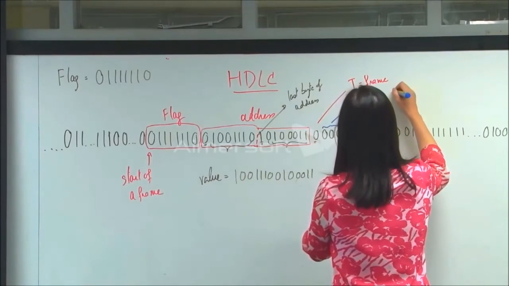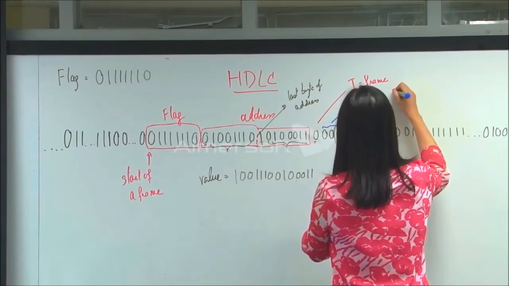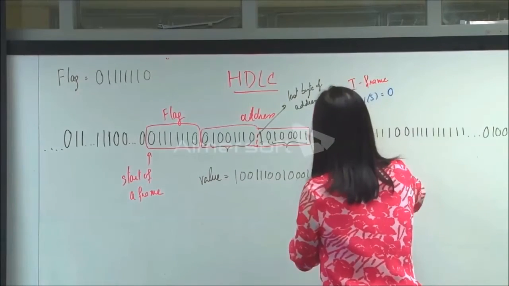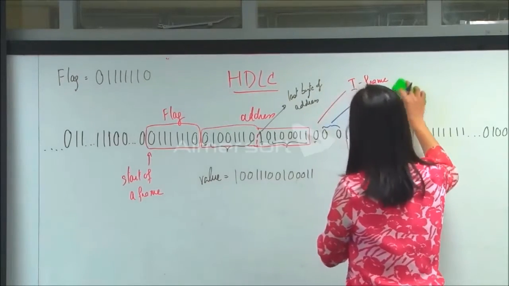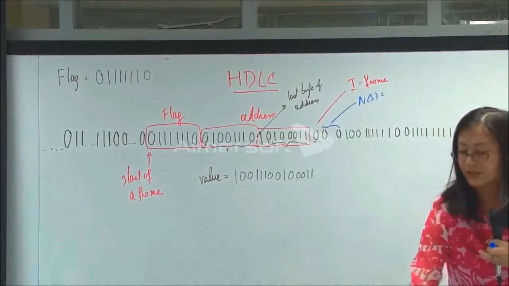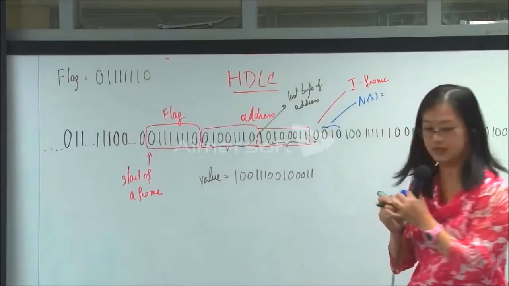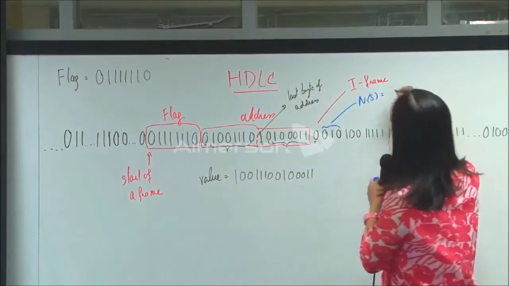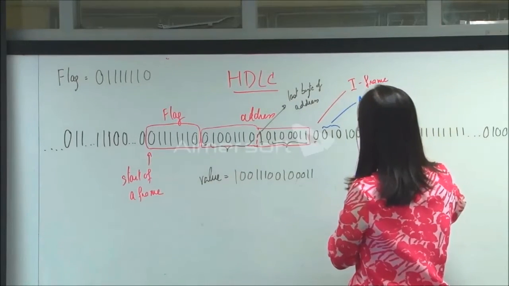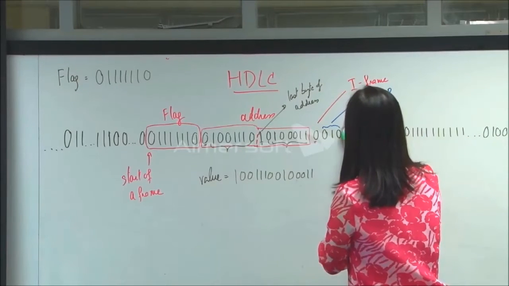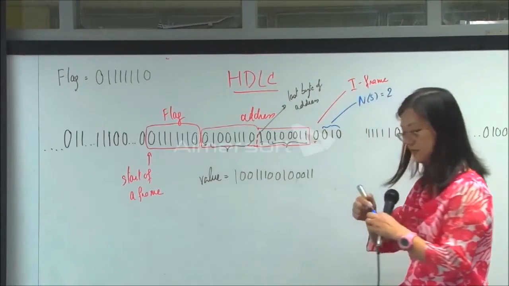NS equal to 0. Okay. Let me change it to make it more interesting. Okay, NS is equal to 2. Okay. NS is equal to 2. Let me change this one.